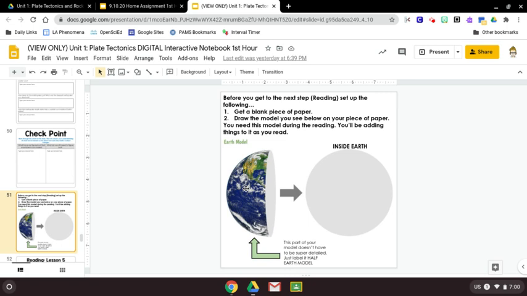Just label it half Earth model. Put an arrow and draw a big circle. This is going to represent what's going on inside the Earth.